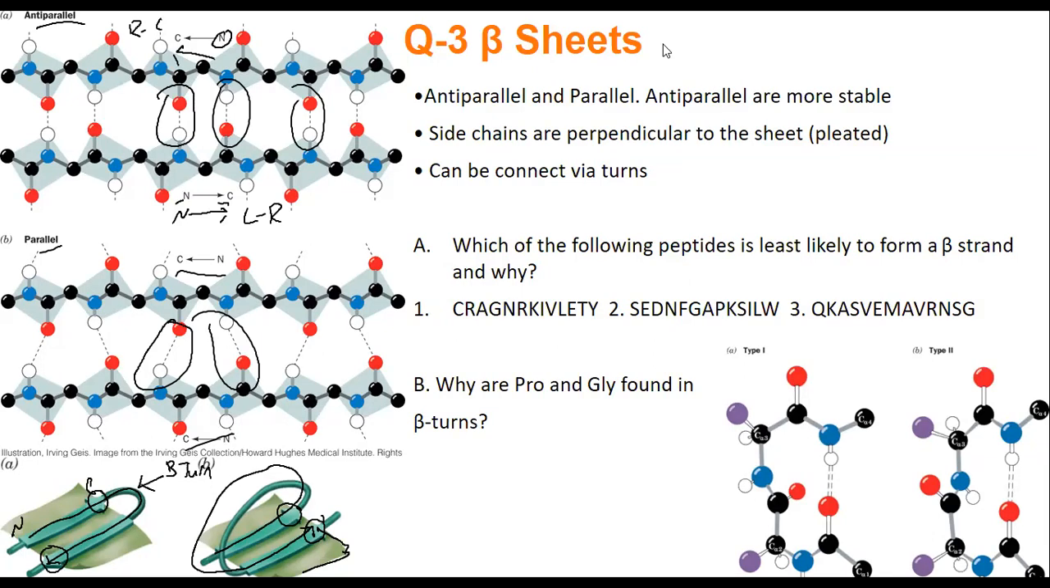All right. So our first question: which of the following peptides is least likely to form a beta sheet, and why? I give you three peptide chains. Which one is least likely to form a beta strand or a beta sheet, and why? And this goes back to what we were talking about on Friday.